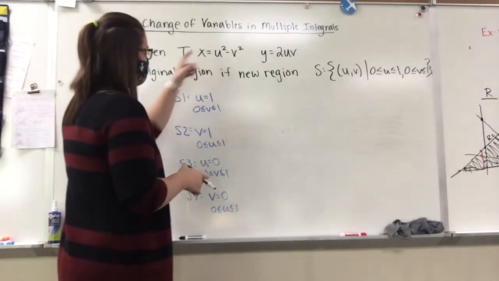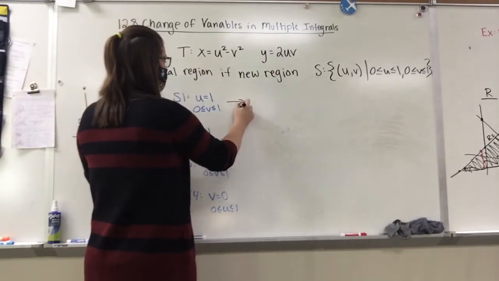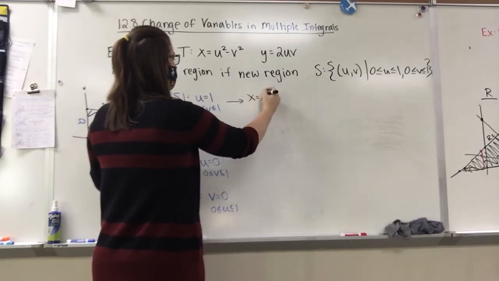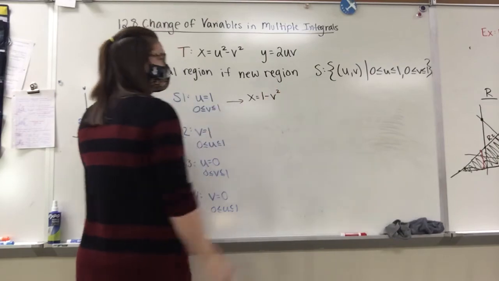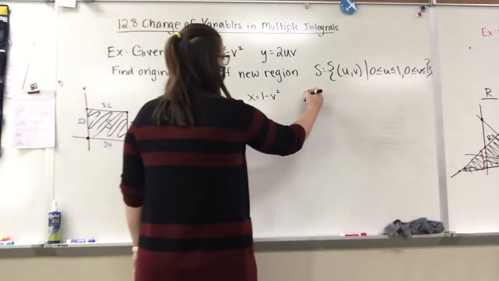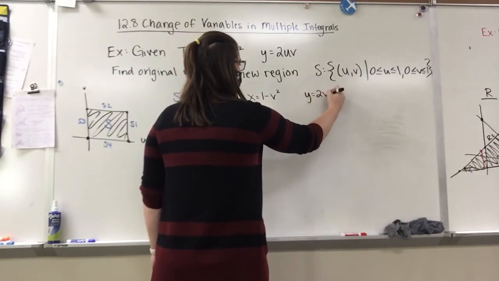Let's plug it in and see what happens. When we plug this in, where I see a U, I get to put in a 1. So x equals 1 minus v squared. I'm obviously not done yet, but there's my start. And then for my y equals 2v.